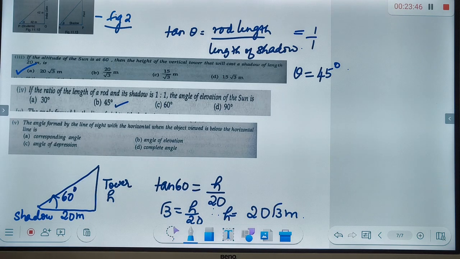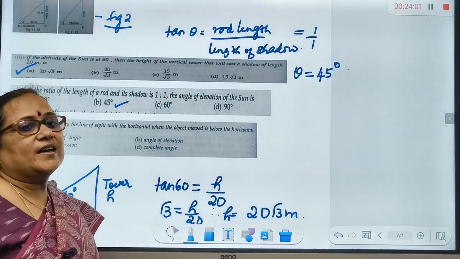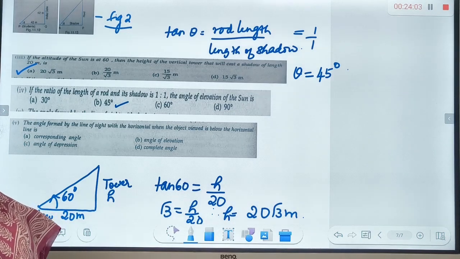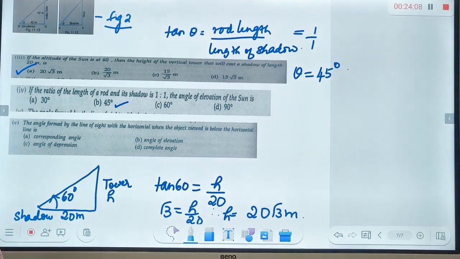So we are finding the angle of elevation of the sun when the ratio of the length of the rod which casts a shadow to the length of its shadow is 1:1. When it is 1:1, that means even if it is k is to k, k by k is 1, then theta equal to 45 degrees. Angle of elevation will be 45 degrees.